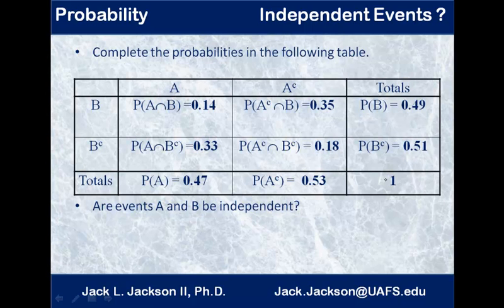The columns have to sum up correctly too. 0.14 plus 0.33 is 0.47. 0.35 plus 0.18 is 0.53. 0.49 plus 0.51 is 1. So everything all lines up correctly.